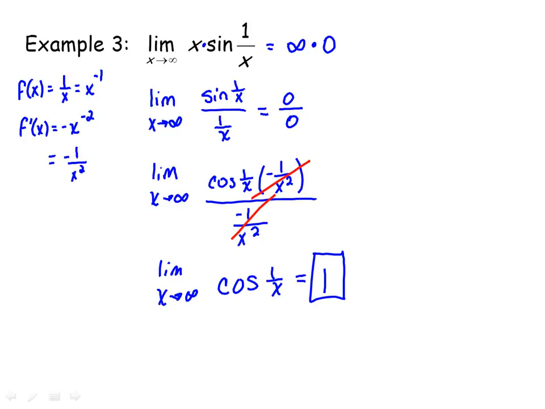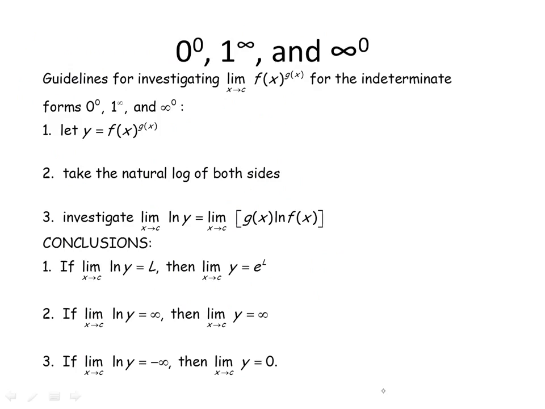Alright, let's take a break and then we'll talk about the other forms. We talked about forms of indeterminates. We talked about 0 over 0, we talked about infinity over infinity, we talked about 0 times infinity. So we talked about the quotients and we talked about the product. Now let's talk about the powers.